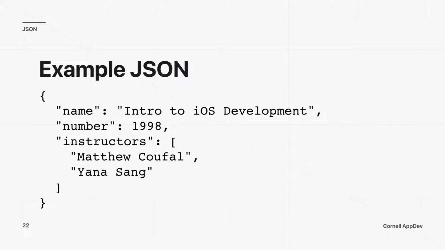So in this example here, we have a very simple JSON. The keys here are name, number, and instructors. And we can see that they all have different types for their values. So name has a value of type string, number has a value of type integer, and instructors has a value of type array of strings. Does anyone have any questions about JSON or not quite understand how this is formatted?